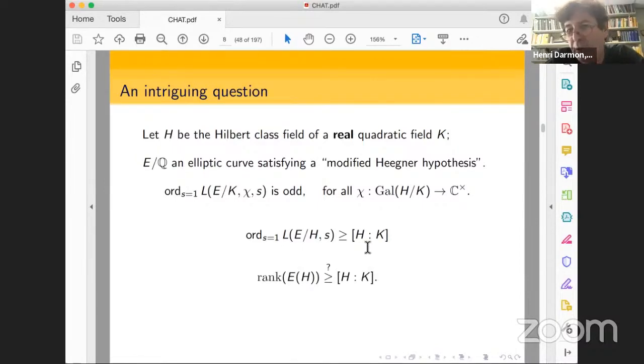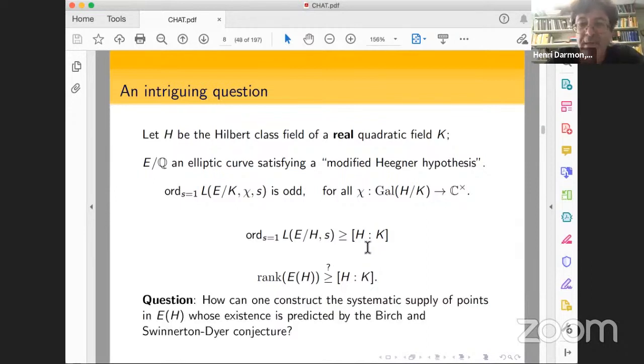And if you believe the Birch and Swinnerton-Dyer conjecture, then you expect that the rank of the Mordell-Weil group of E over H is at least the degree. And in fact, one has some idea about how the Galois group should act on this Mordell-Weil group. It should essentially be, after tensoring with Q, a copy of the regular representation of the Galois group of H over K.